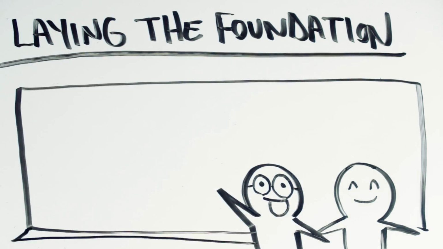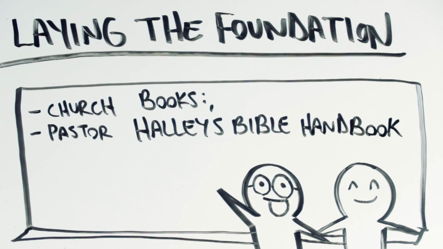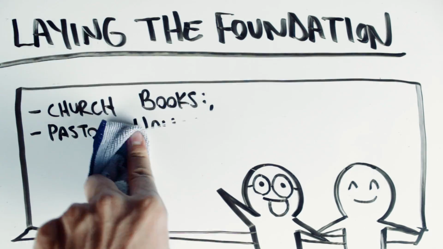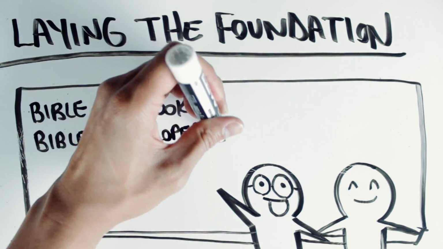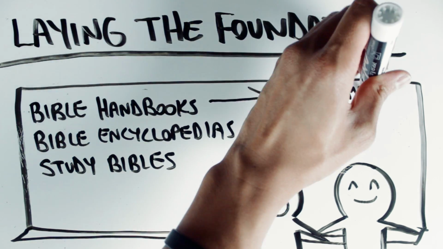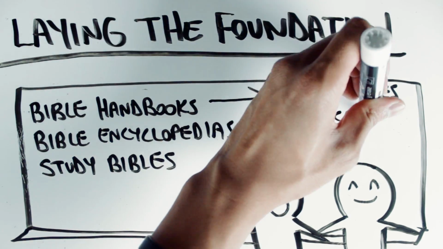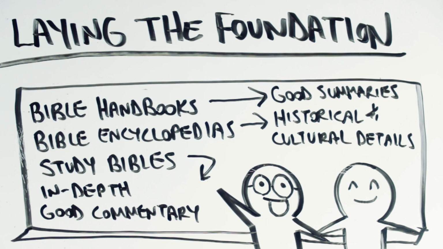If you go to a church, try to ask a pastor these questions. They should have some books that you can look at. In fact, Halley's Bible Handbook is an amazing resource you can get for pretty cheap as well. Other good resources to have in your library are Bible handbooks, Bible encyclopedias, and a good study Bible. Bible handbooks normally give you a summary of the books of the Bible. Bible encyclopedias give you all the historical and cultural details, and study Bibles go in depth and give good commentary throughout the whole Old and New Testament.